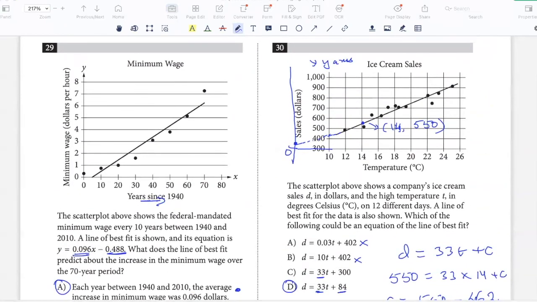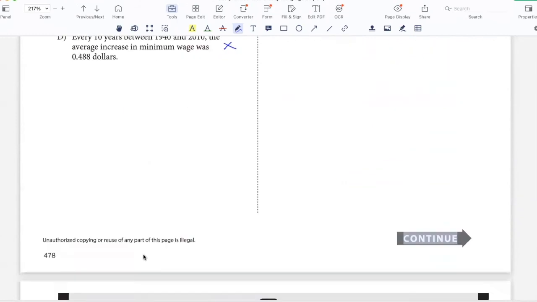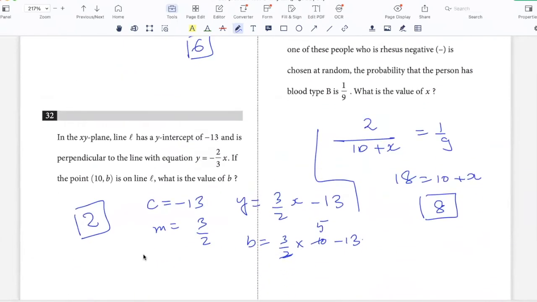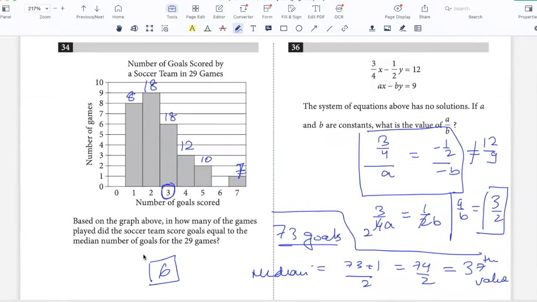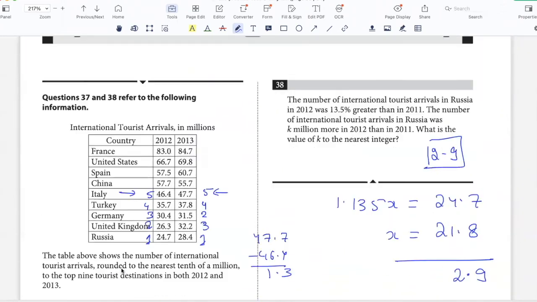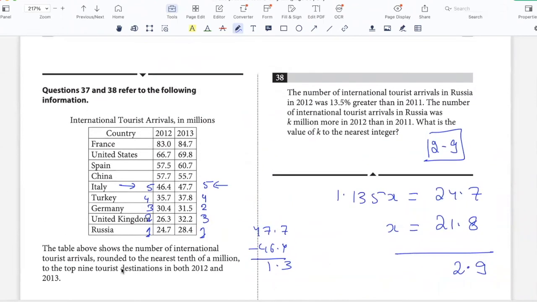Okay, so 30 is D, 31, 628. Okay, this 34 is 9. So we look at this again. Okay, 35, 15, 3 by 2, 1.3 and 3. K million, oh, nearest integer, right?